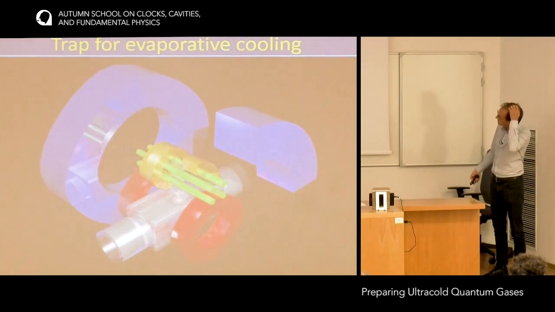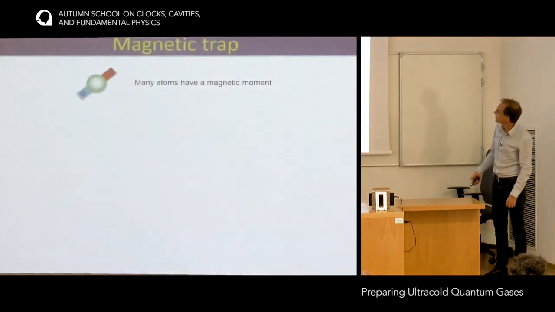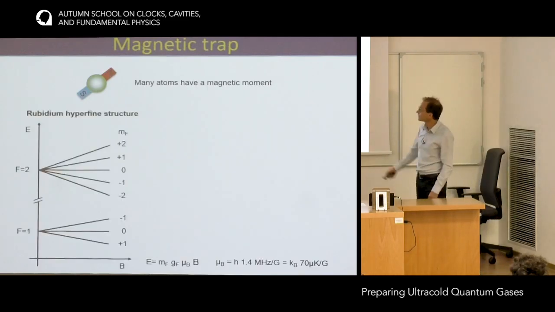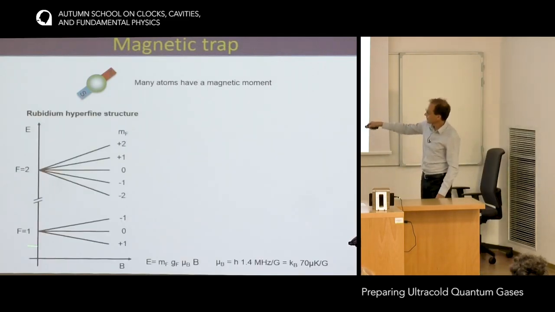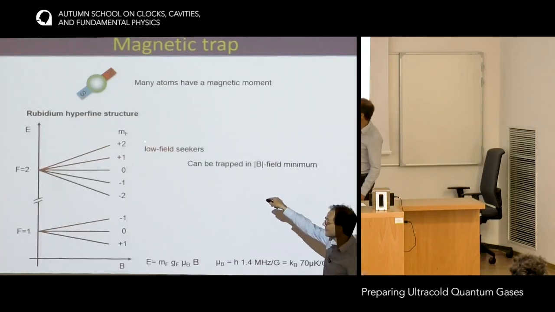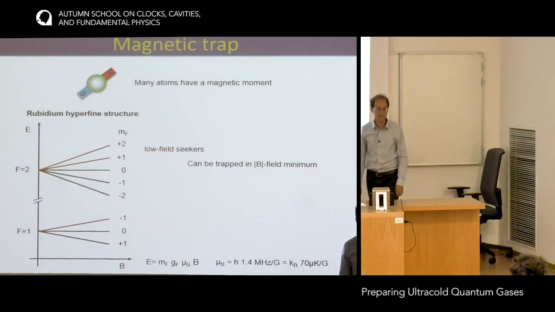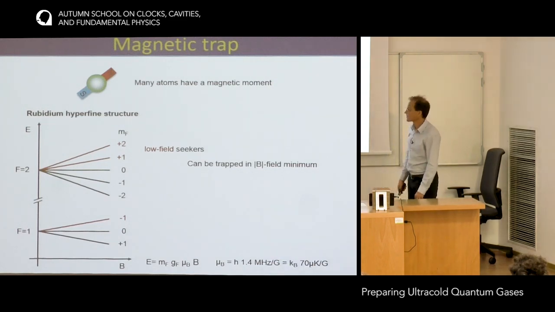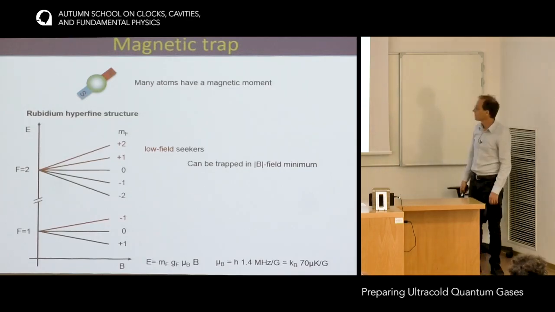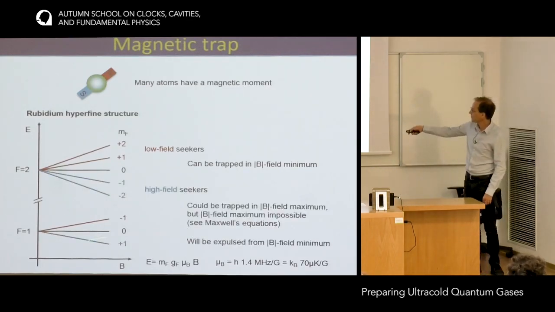Okay, so let's just look at a magnetic trap here. Alkali atoms have one Bohr magneton magnetic moment, and their ground state then splits up like so in a magnetic field. And some of these states like being in low magnetic fields. They are called the low field seekers. And they can be trapped in a minimum of the magnetic field. And then we have high field seekers.